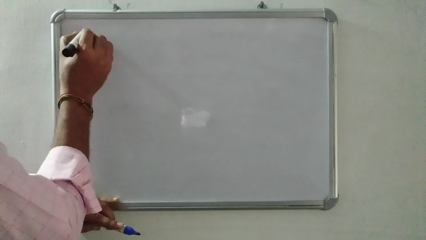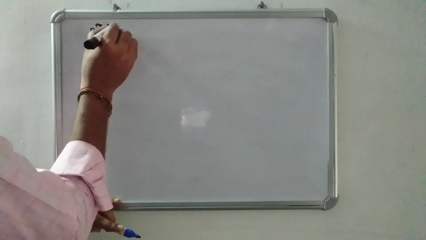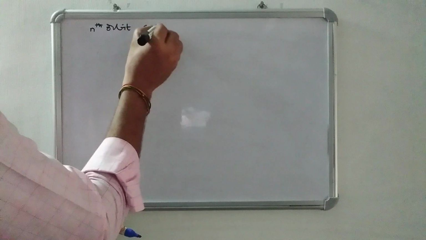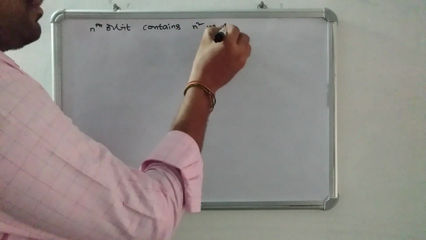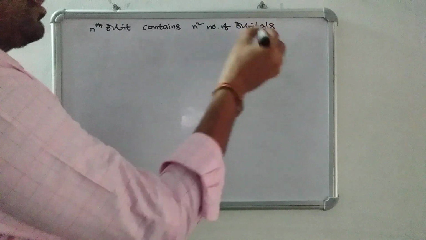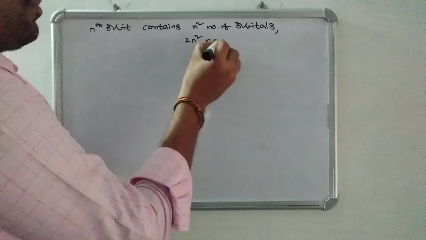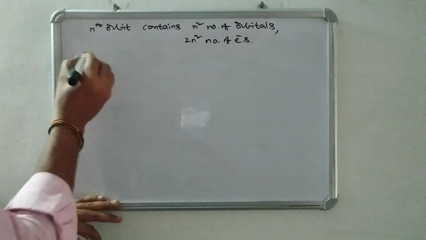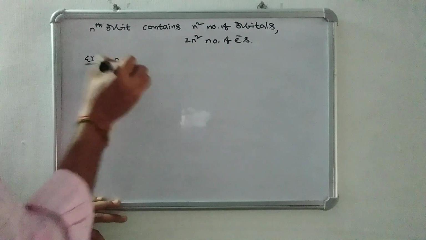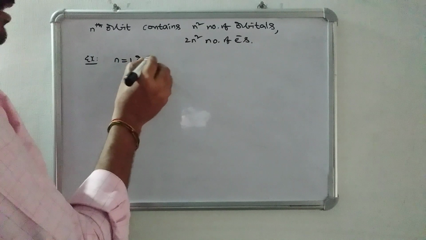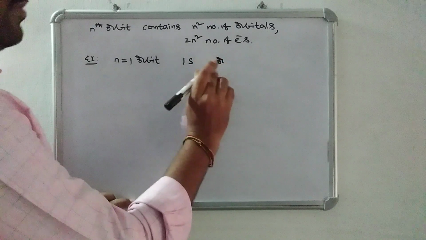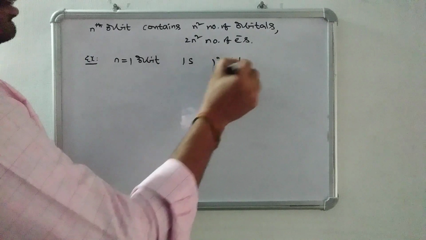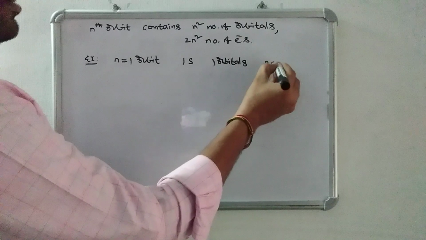For example, let us consider the nth orbit. The nth orbit contains n square orbitals and 2n square electrons. Let us see an example. Consider the n equal to 1 orbit. The n equal to 1 orbit contains only 1s. 1s contains 1 orbital. Each orbital contains a maximum of 2 electrons. Therefore, 2 electrons.